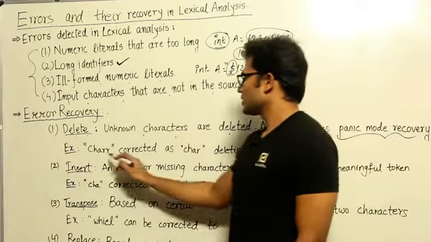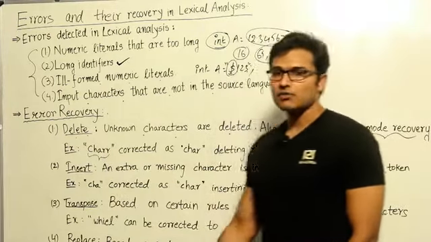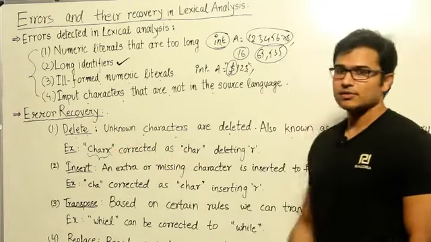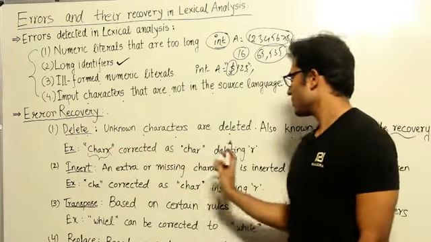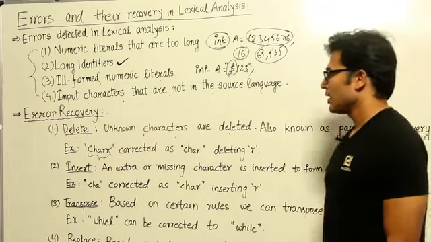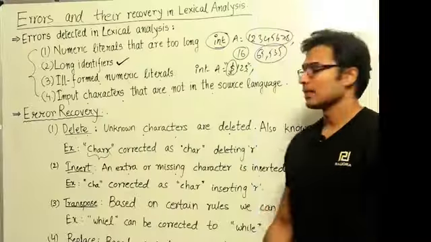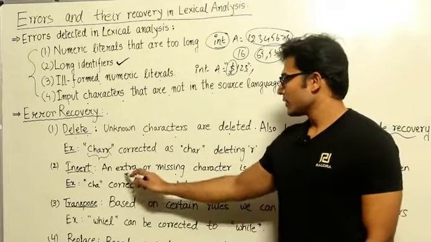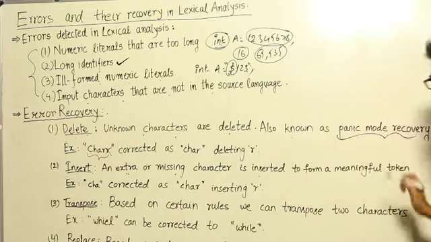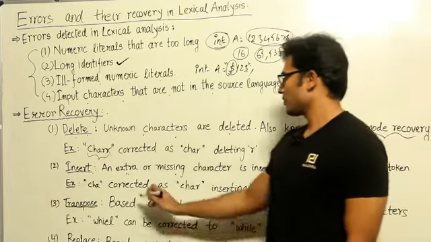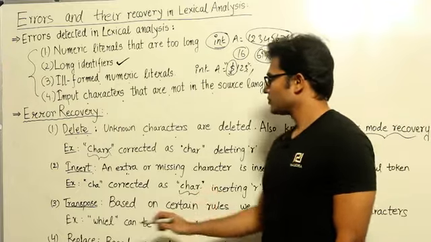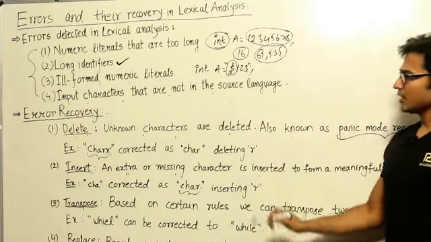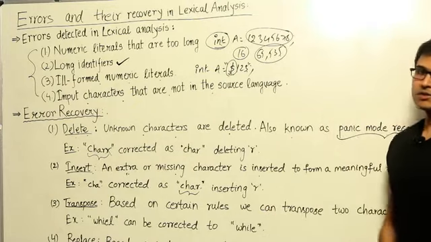If you write CHARR instead of char, then some characters will be deleted and it will be corrected. If you delete this R, then automatically it is going to be corrected, isn't it? And the next one is insert. Sometimes we insert in order to correct the mistake. So an extra or a missing character is inserted to form a meaningful token. For example, if you are supposed to write char and you have missed out the R, then your compiler will automatically insert it. Again, this is also done by the lexical analyzer only.